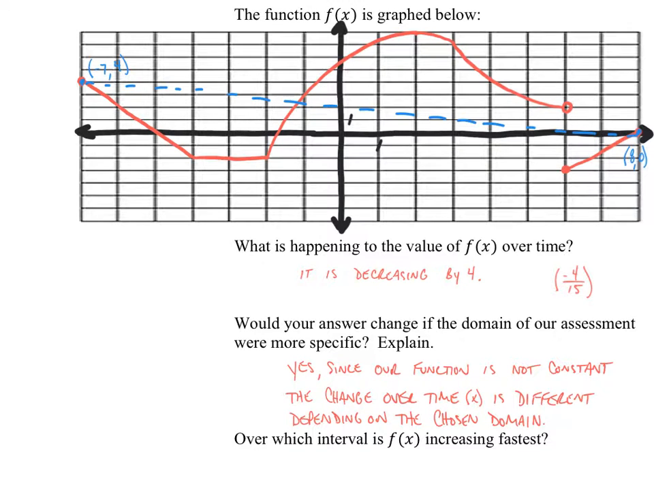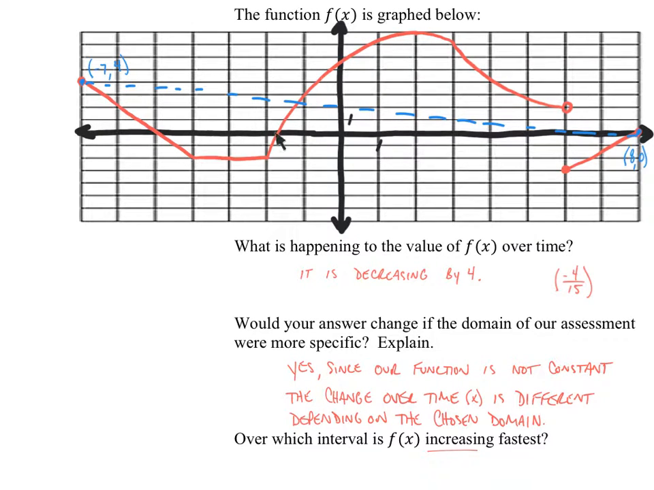So over which interval is f of x increasing the fastest? One of the key words here is increasing. So I want to find only the places where our function is actually increasing. Here it's decreasing, so I don't want to use that. Here it's not doing anything at all, not increasing or decreasing. But our function is increasing here.